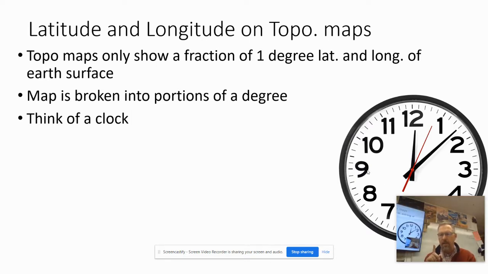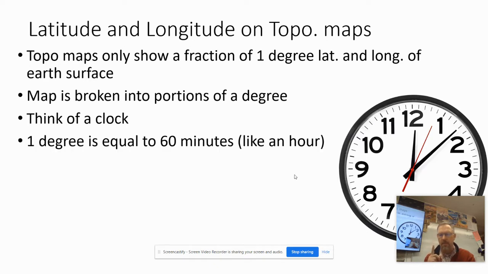1 degree is like 1 whole hour, okay? And on a clock, you guys know that an hour has 60 minutes. So if I go a whole hour, that means that that minute hand's gone around 60 ticks, okay? Because it's 12 times 5. There's 5 ticks in between, okay? So 1 degree has 60 minutes, just like an hour. We actually call them minutes too. So even though it's not like on a clock, it kind of is.